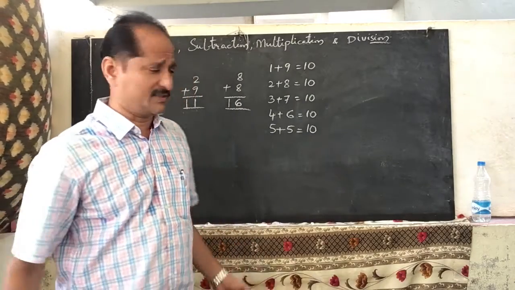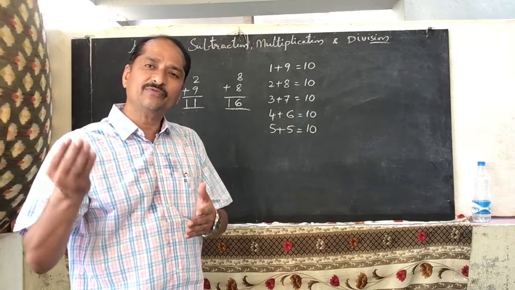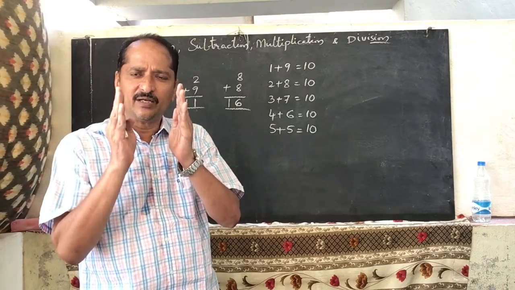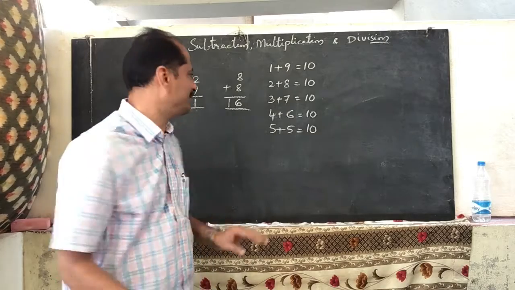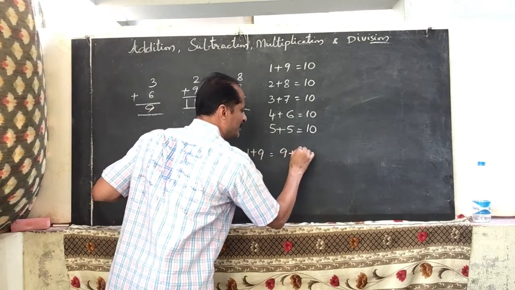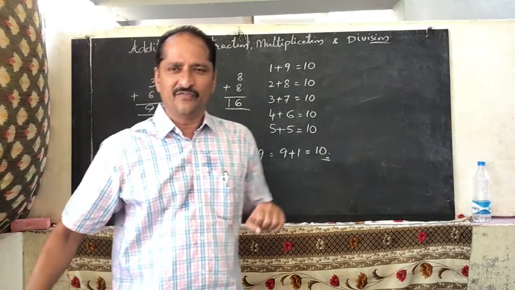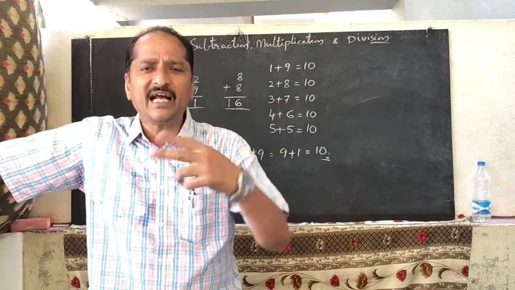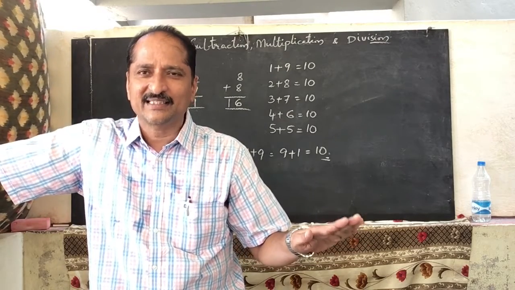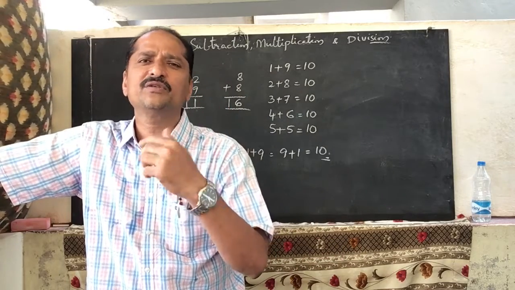Okay? Vice versa. 1 plus 9 is equal to 10, which means 9 plus 1 also equals 10 only. So if you are adding two numbers in any order, that means 1 plus 9 or 9 plus 1, both give 10 only. The sum is 10 only. If you add the two numbers in any order, the sum does not change. That means 9 plus 1 or 1 plus 9 both give 10 only.